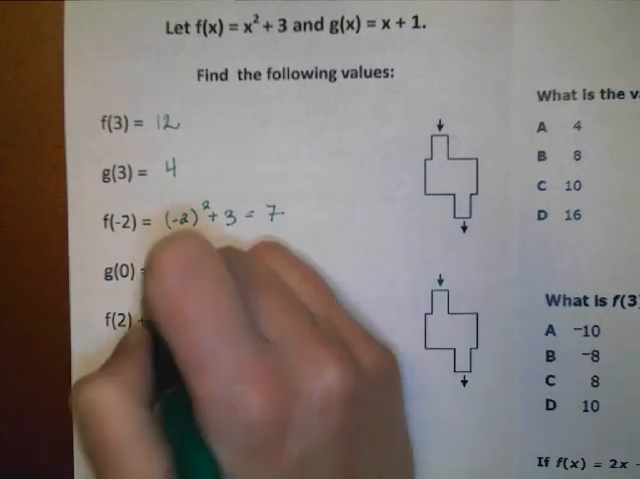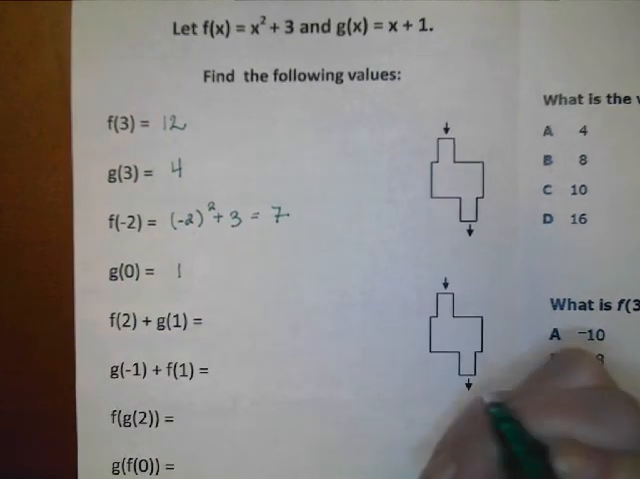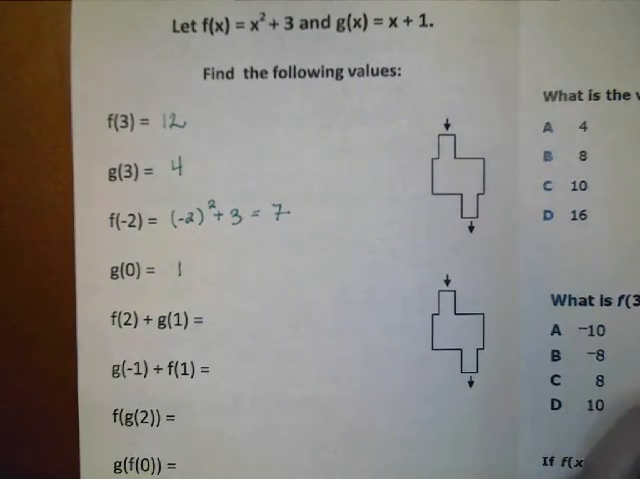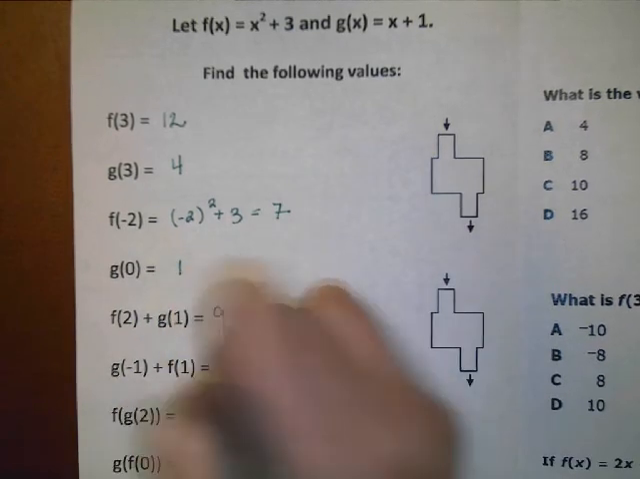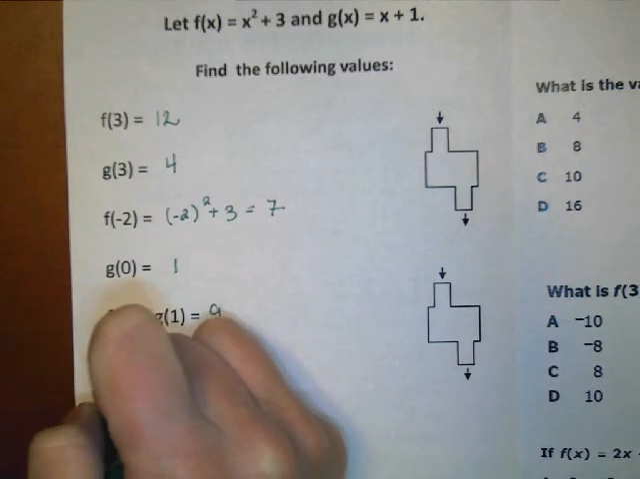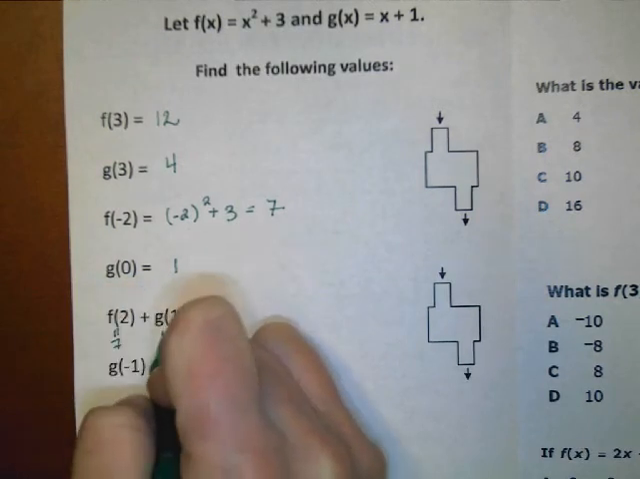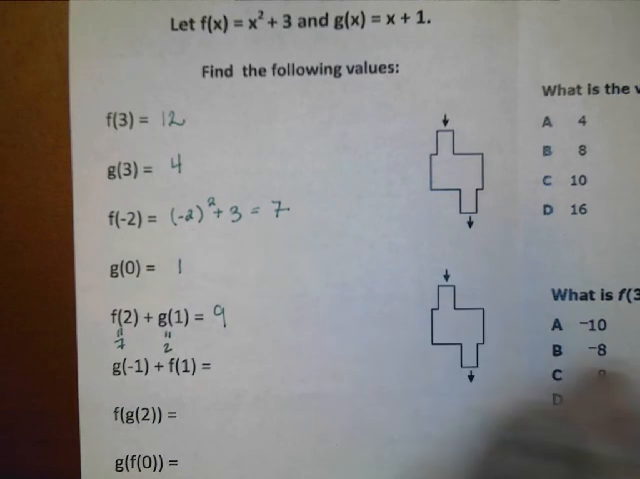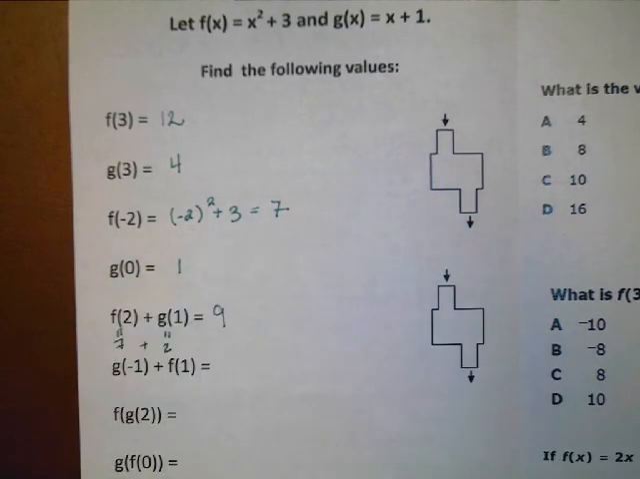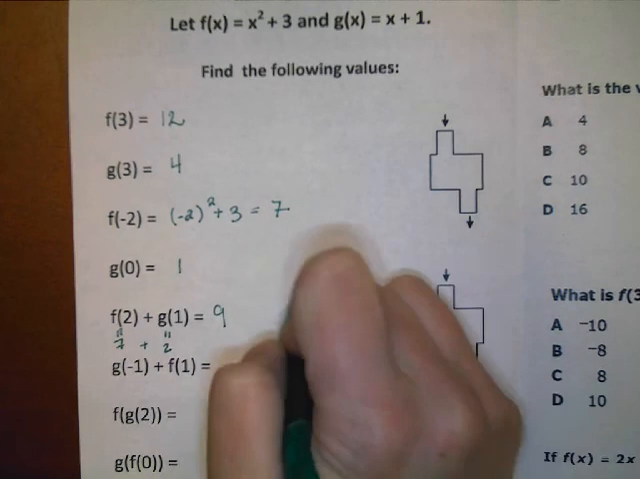Jared, G of 0. 1, okay. Tenno, how will I go about f of 2 plus g of 1? 9? Why do you say 9? It's 7 plus 2, which is 9. Yeah, excellent.